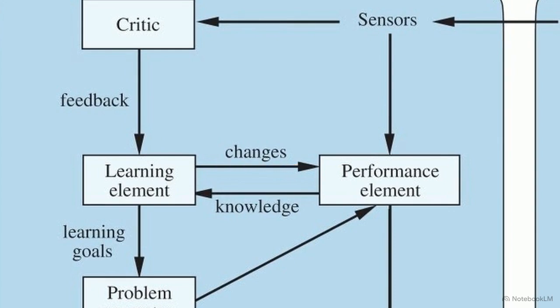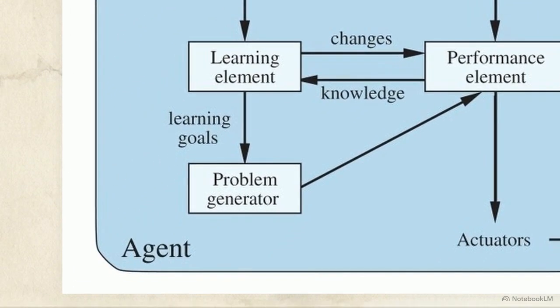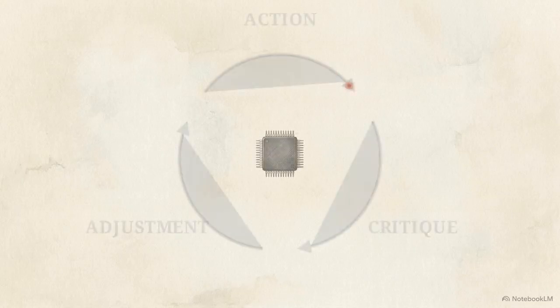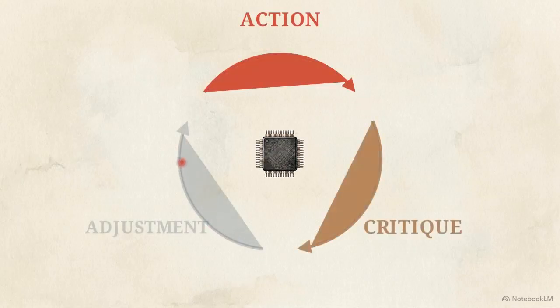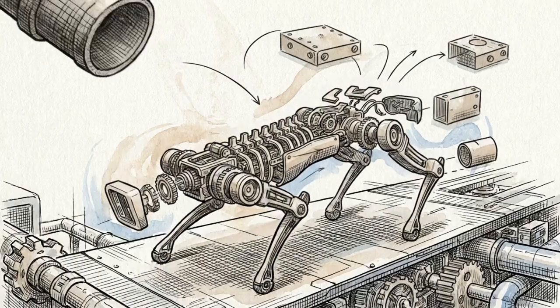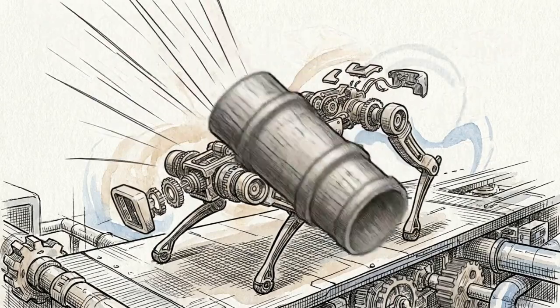The most counterintuitive part of this design is the problem generator. Its sole purpose is to occasionally force the AI to try unusual, exploratory, or suboptimal actions. By making mistakes on purpose, the agent gains new experiences and discovers shortcuts it would have otherwise ignored. This continuous loop of action, critique, and adjustment gives the system true adaptability. It allows the machine to step outside its original programming and adapt to variables its creators never anticipated.